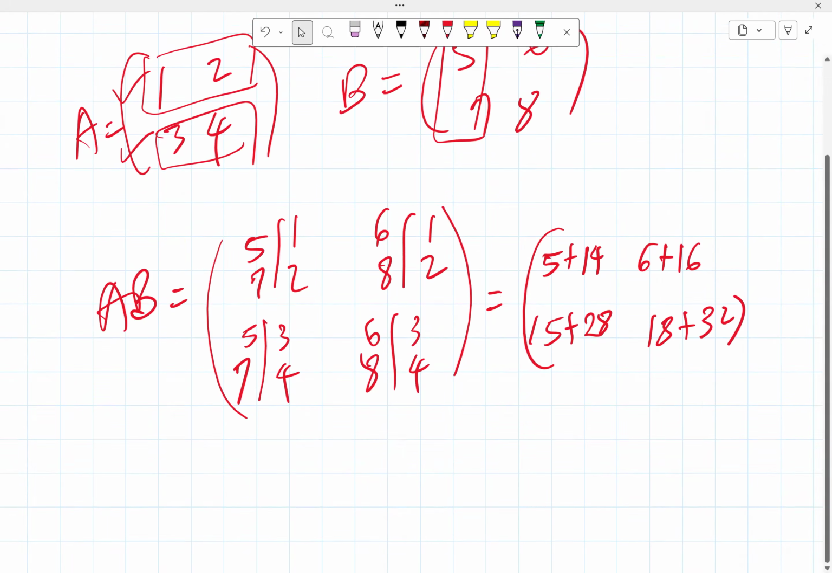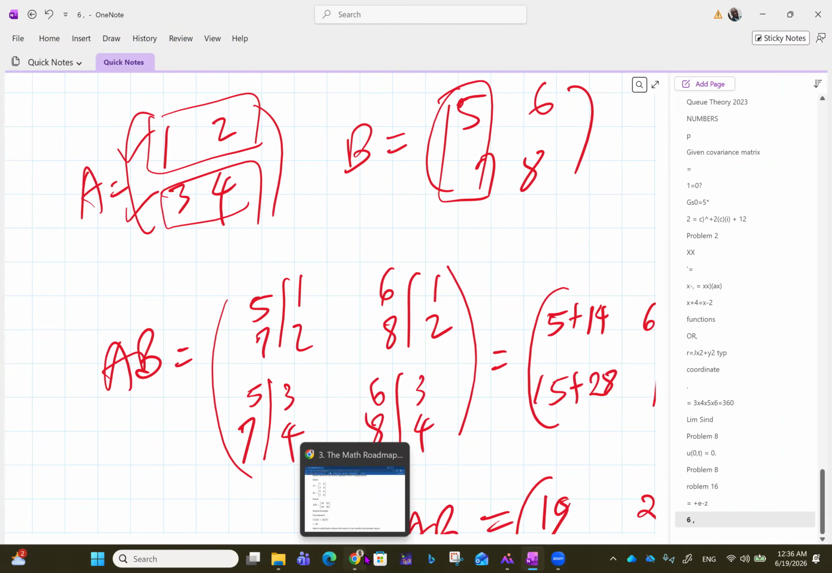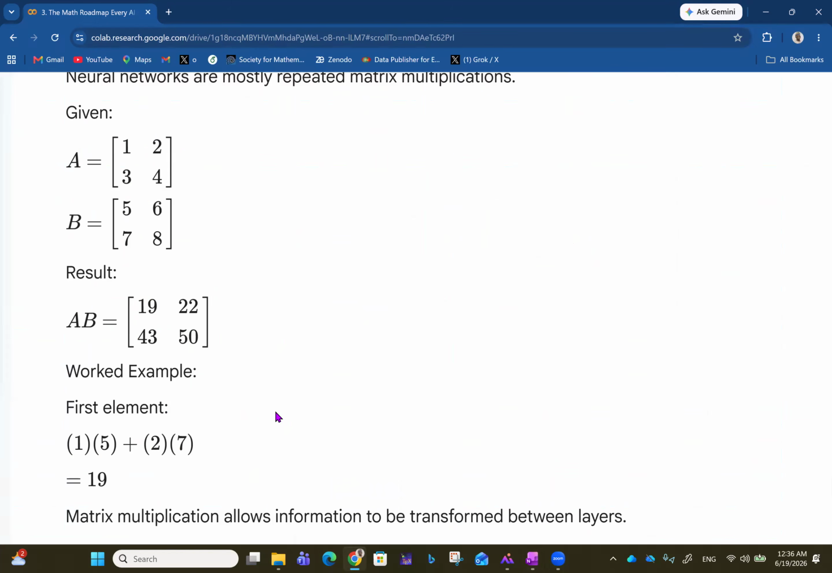So if you put all of that together, you have AB to be 5 plus 14 is 19, 6 plus 16 is 22, 15 plus 28 is 43, and 18 plus 32 is 50. So 19, 22, 43, 50. That's how it came about.